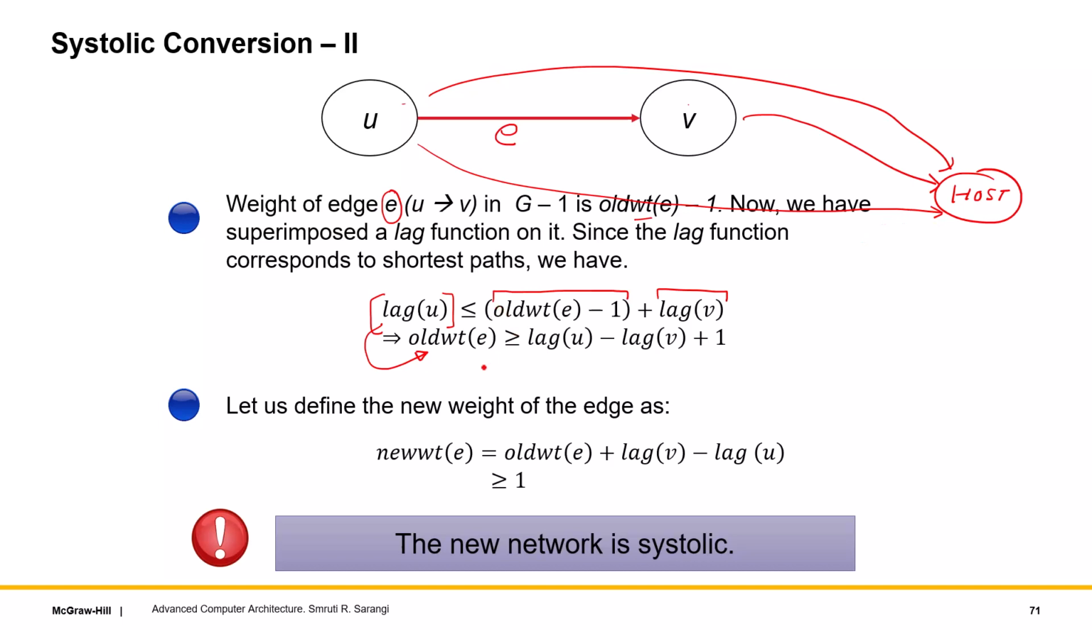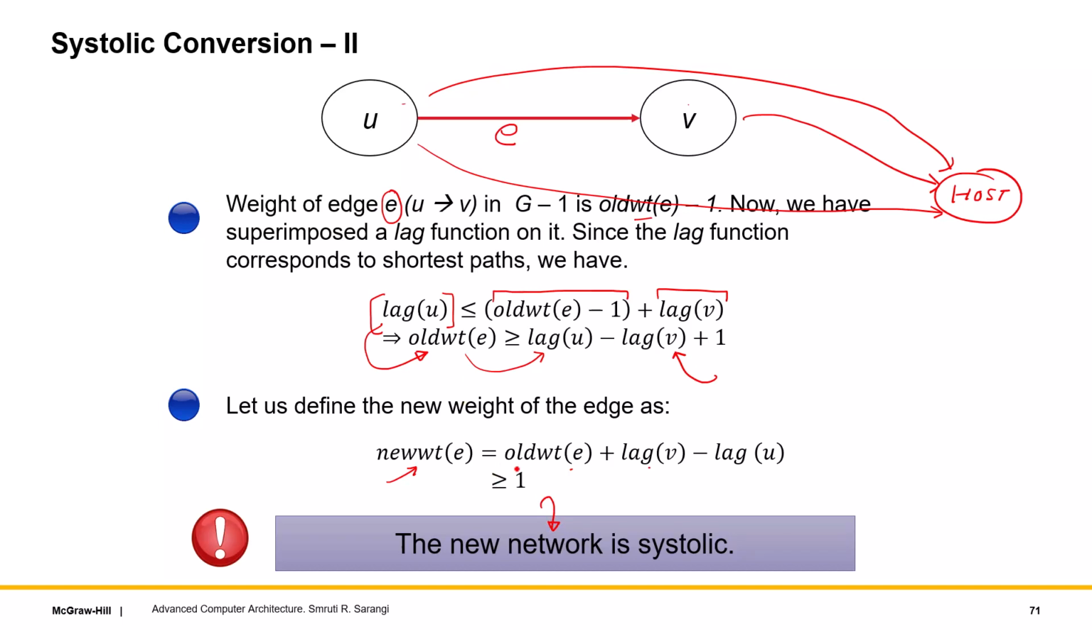I can do a little bit of algebra and arrange these like this. The new weight of the edge is nothing but new weight e equals old weight e plus lag V minus lag U, which is something we established earlier. From this equation, we see that new weight e is greater than or equal to 1, or greater than 0, which means that the new network is systolic. This is exactly what we wanted to establish.